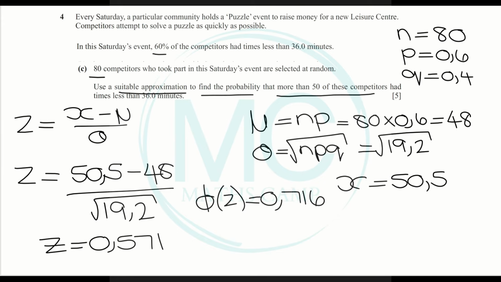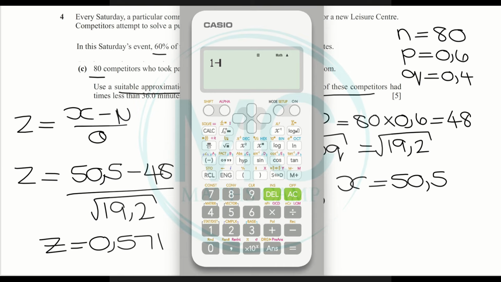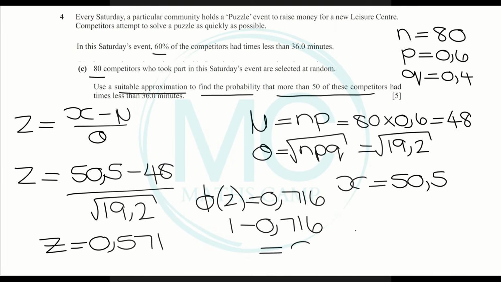0,716. But remember, this is the probability that x is smaller than 50. So to find the probability that it's greater than 50, we say 1 minus 0,716. Take my calculator. 1 minus 0,716 is equal to 0,284. And this is my answer.